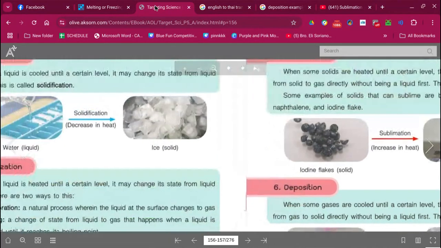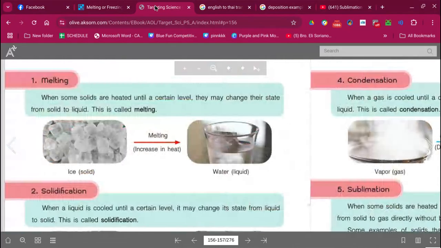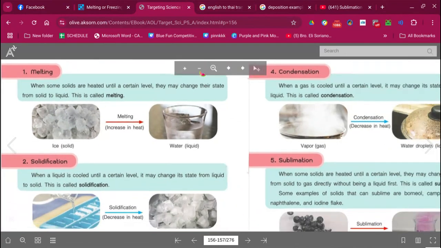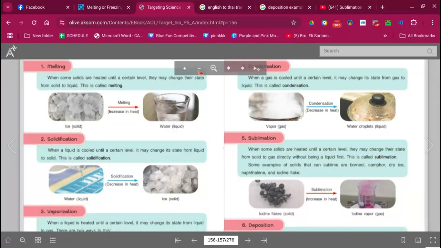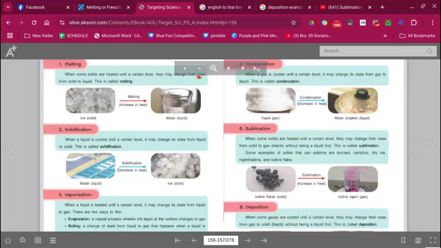So these are the physical changes. There are six physical changes. What are the six physical changes, Kongqwang? Melting, solidification, vaporization, condensation, sublimation, and deposition.